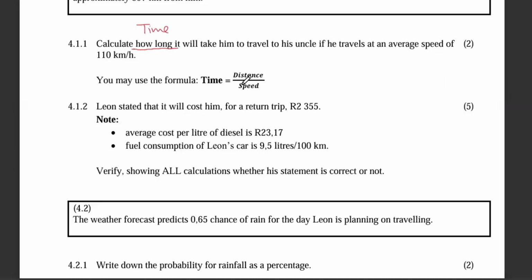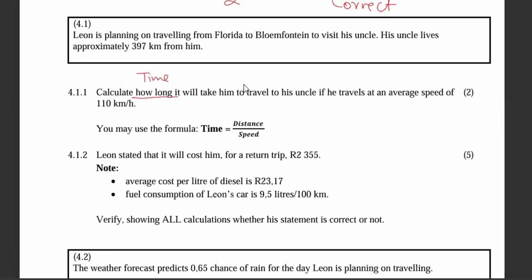By the way, when you look at the scenario that we have, they have given us distance. Then here they're saying calculate how long it will take to travel to his uncle if he travels at an average speed of 110. So we already have distance as 397 and we have speed as 110 kilometers per hour. So we are good to go. Just come into the formula here, substitute, divide, and you get your final answer.